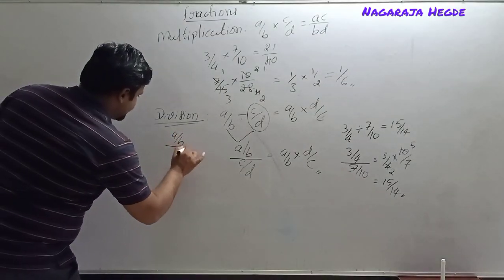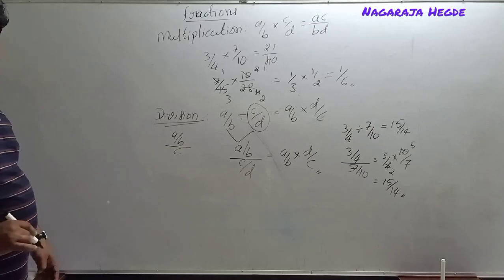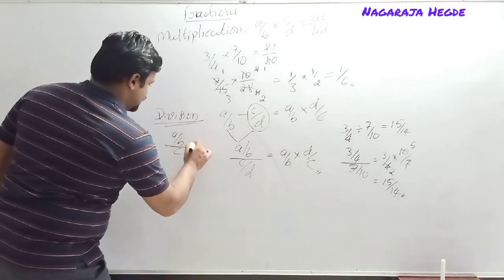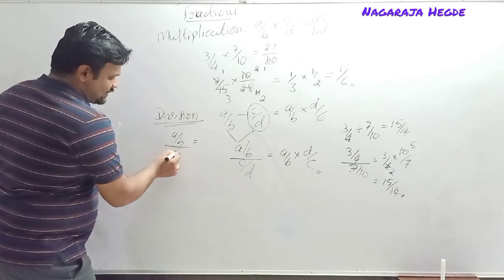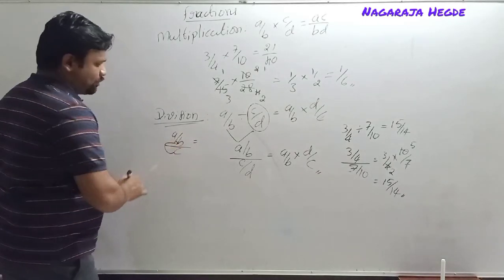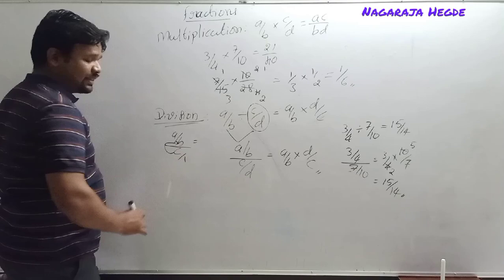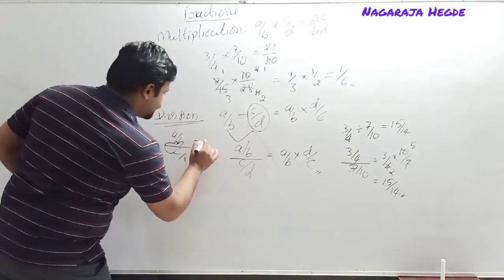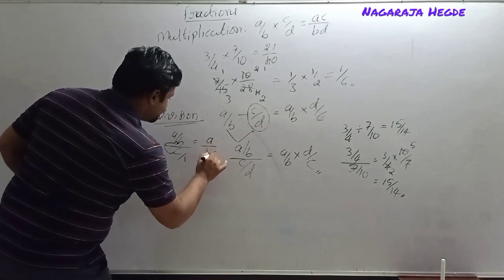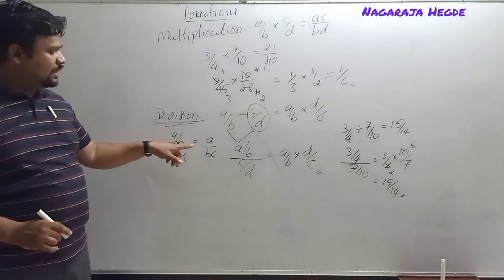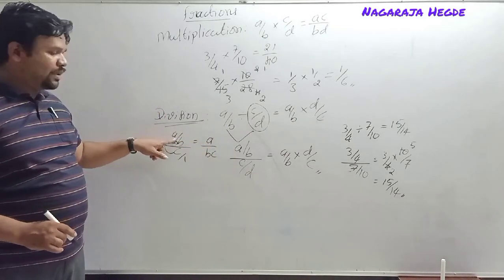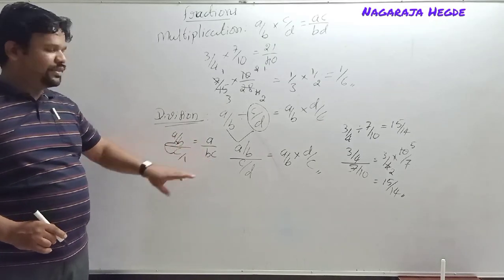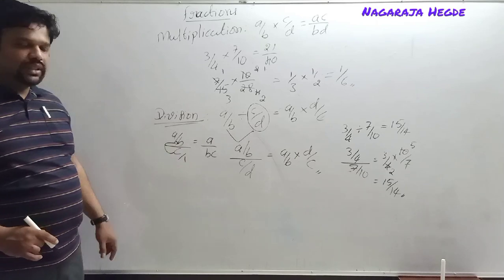A by B divided by C. What will happen here? This C is going to multiply with B, because we can consider C as C by 1. This 1 is going to convert to the numerator. So we can write this as A by BC. A by B divided by C can be written in the form of A by BC. This one also you have to remember.